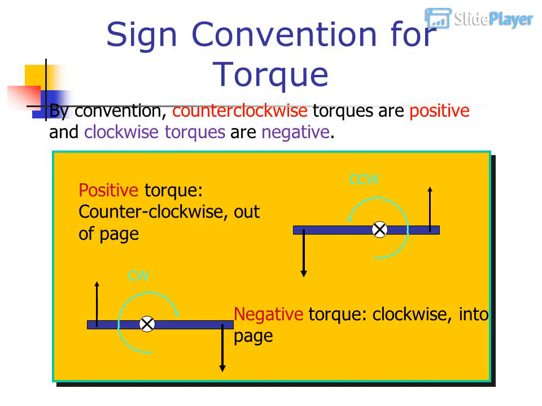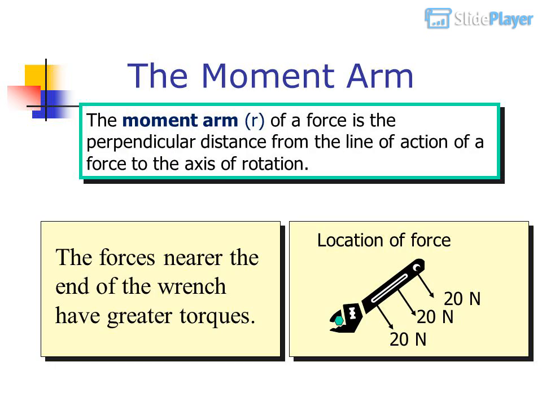Sign convention for torque. By convention, counterclockwise torques are positive and clockwise torques are negative. CCW: positive torque, counterclockwise, out of page. CW: negative torque, clockwise, into page. The moment arm. The moment arm, r, of a force is the perpendicular distance from the line of action of a force to the axis of rotation.